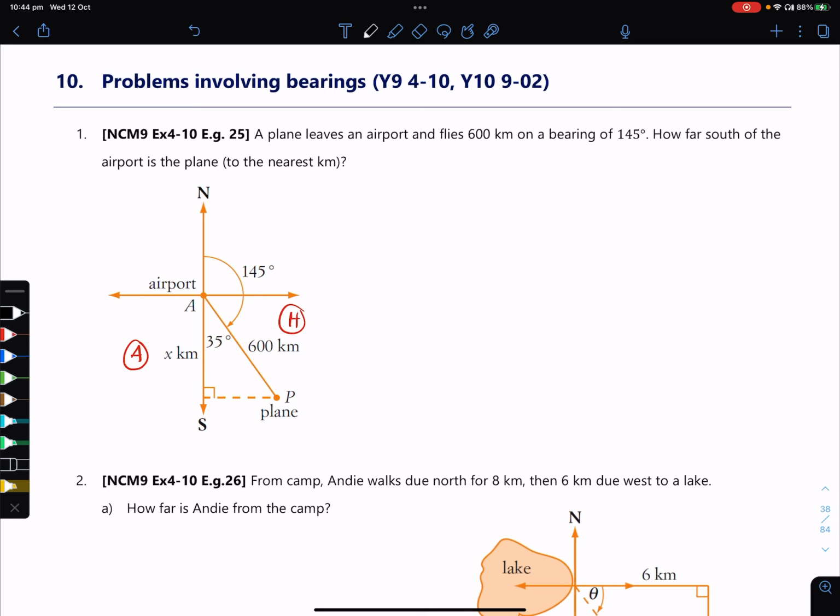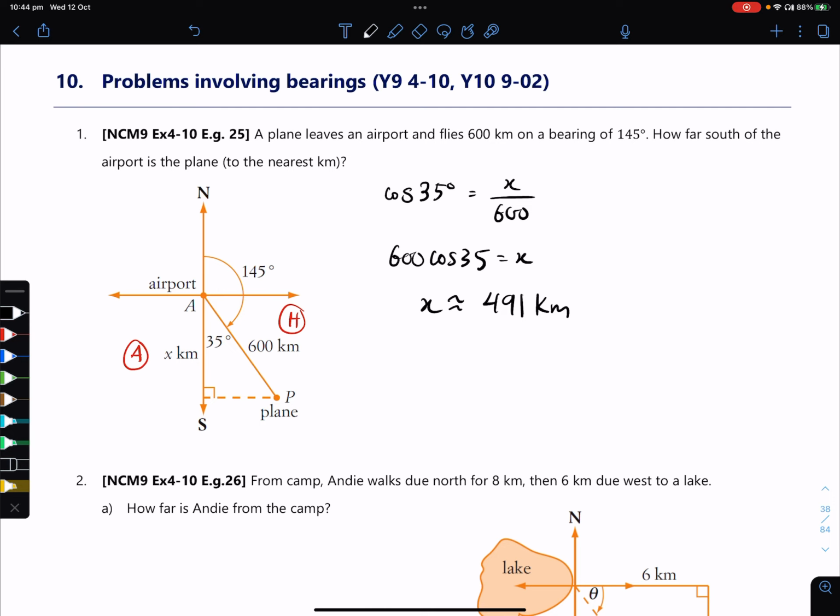So relating those two is our cosine ratio. So cosine of 35 degrees is equal to x over 600, and we simply times both sides by 600 to get 600 cosine 35 equals x. So if we type that in our calculator, 600 cosine 35 will be roughly around 491 kilometers.